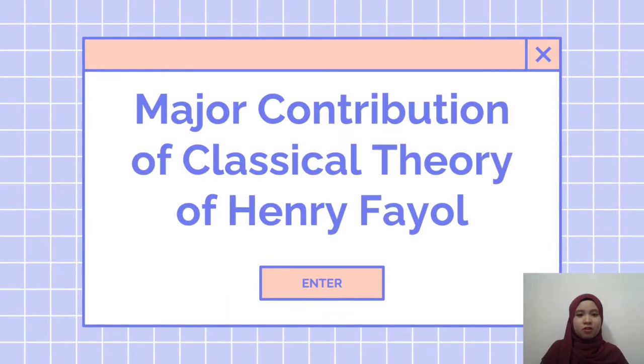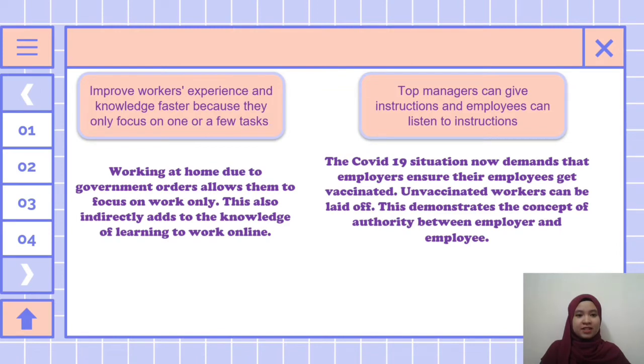Major contributions of the classical theory of Henri Fayol. First, it improves workers' experience and knowledge faster because they only focus on one or a few tasks. Working at home due to government orders allows them to focus on work only. This also indirectly adds to the knowledge of learning to work online.